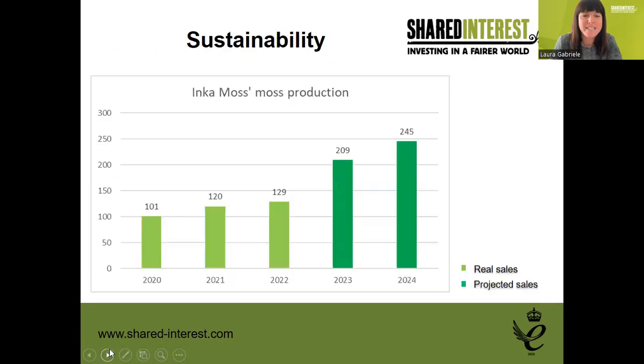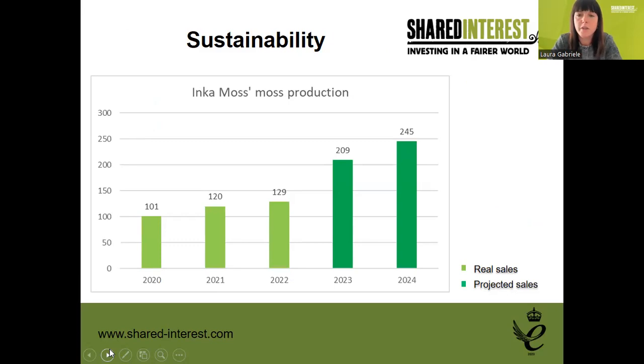Next slide, please, Sally. Thank you. So thinking about the sustainability of the moss, it's really important to Inca Moss to make the model as sustainable as possible, and that's been a focus since the beginning of the organisation. In order to both protect the natural ecosystem of the region and ensure that the communities can always count on the moss as a constant source of income.